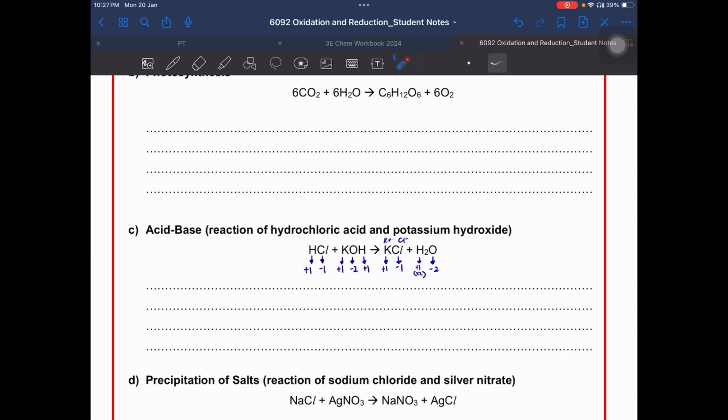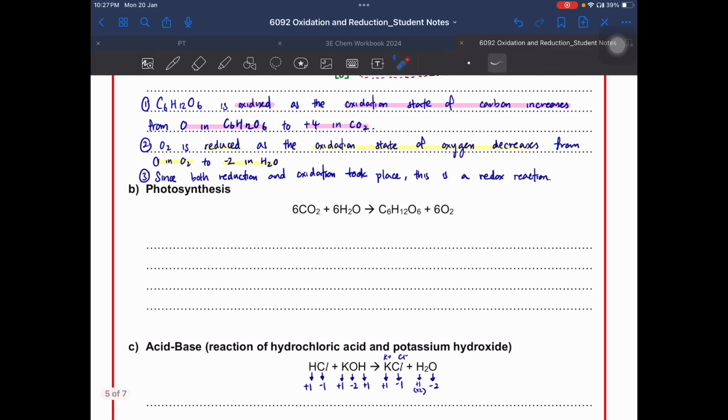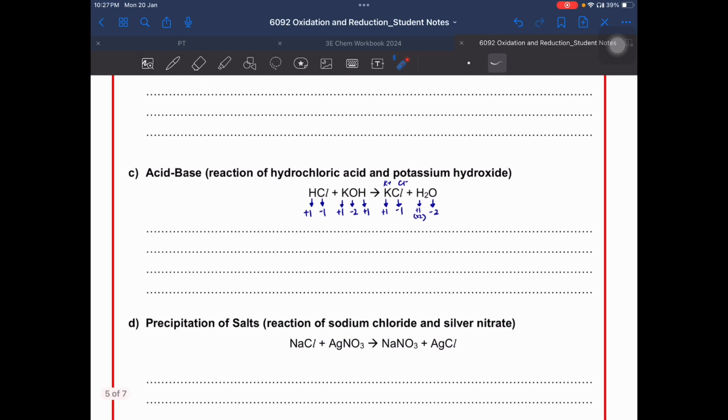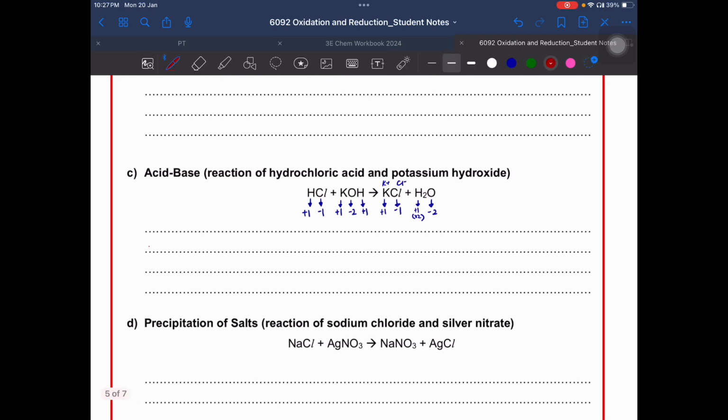So from this you can see that actually none of the chemicals were being oxidized or reduced, and therefore this is actually not a type of redox reaction. So in terms of explanation, we will no longer be talking about what is being oxidized, what is being reduced, because nothing is happening. But we still have to explain by saying that the oxidation states of all elements remain unchanged in the reaction.